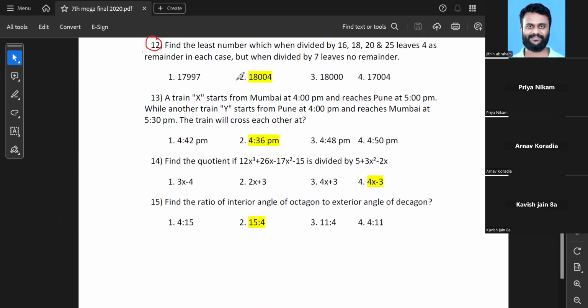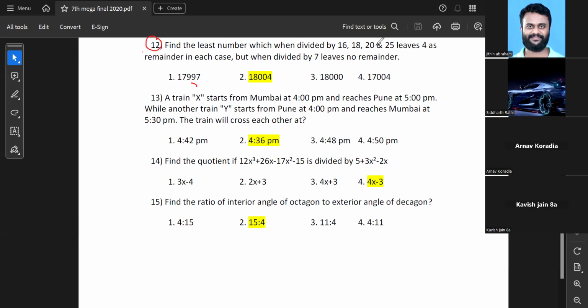So first of all, we can eliminate this option. Why? Because it is divided by 16, 18 too, but 20 and 25 are also there. So considering 20, any number divisible by 20 will have 0 at the end. Sir, I think this is an easy question and can be given as homework. Correct. I will be giving it as homework, but I'm just going to explain one elimination process.